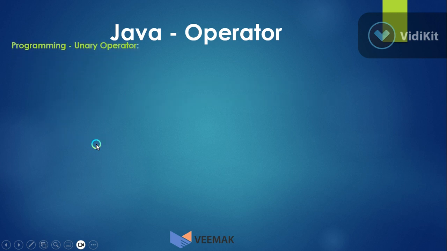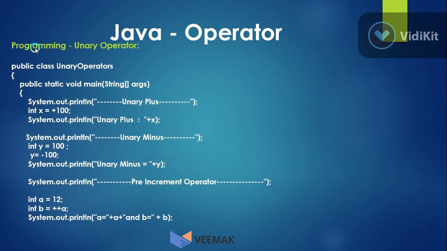Now we will see the programming using unary operator. Then only you can get a grip on the unary operator concept. I have created one class, UnaryOperator. Within it I have created one main method. Now we will see the unary plus. The plus is optional. If you give it or not, that is not a matter. It will be the positive value. It will print 100.